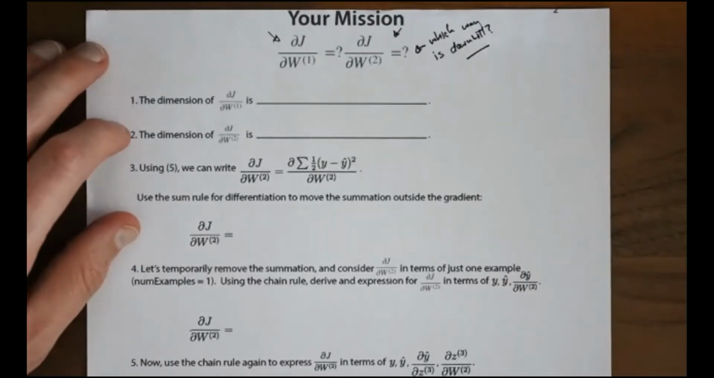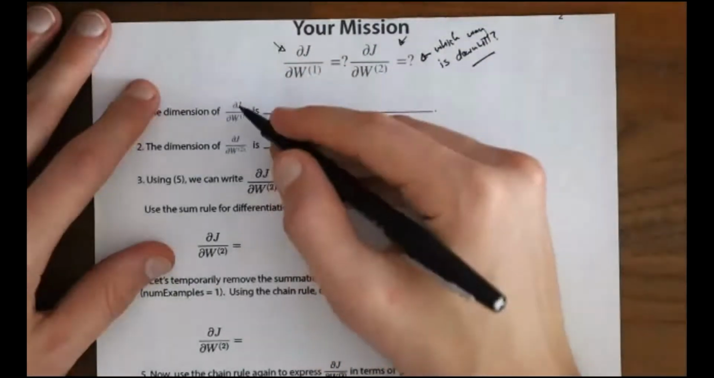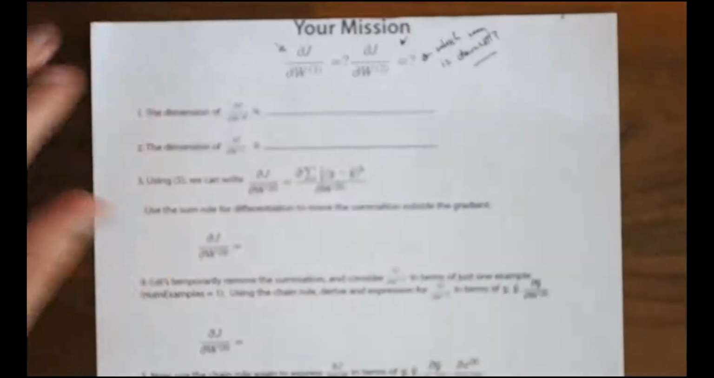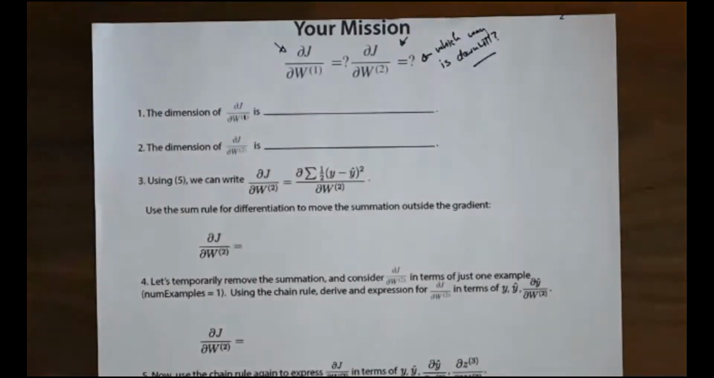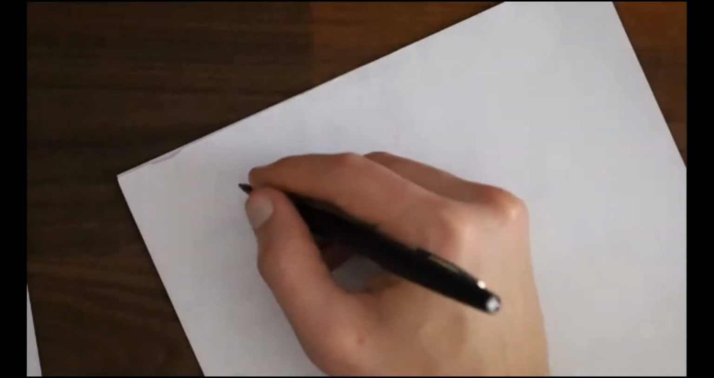All right. So let's get into it. The dimension of dJDW1, and this is a little 1 right here. The dimension of dJDW1. That's our first thing. Now I'm going to grab my scratch paper real quick, because I want to write down a little bit of thinking about these equations. So here's my first sheet. What I really want to look at is that first equation. I want to get that first equation really, really clear.